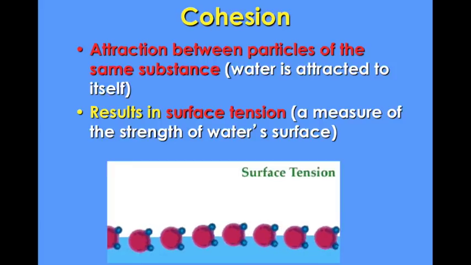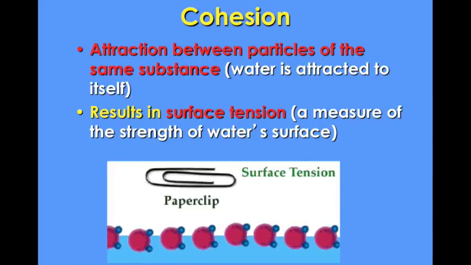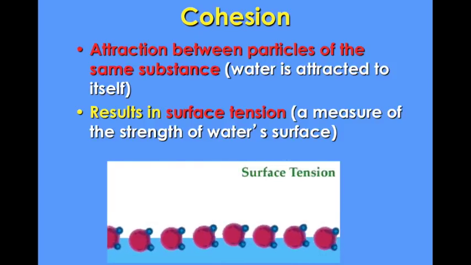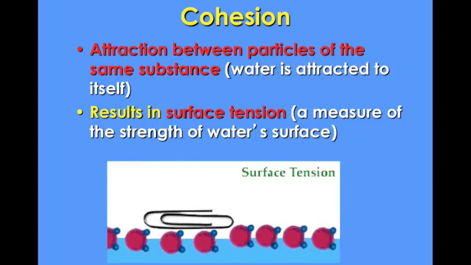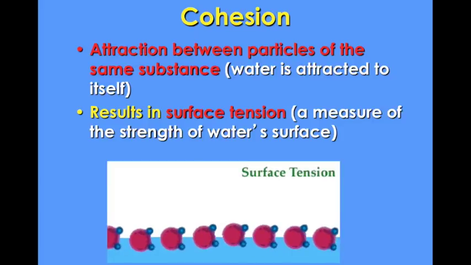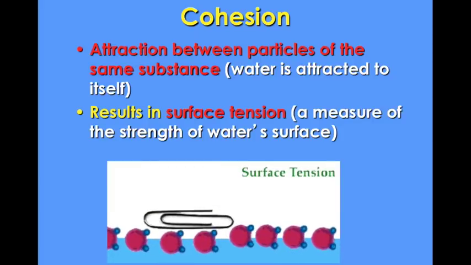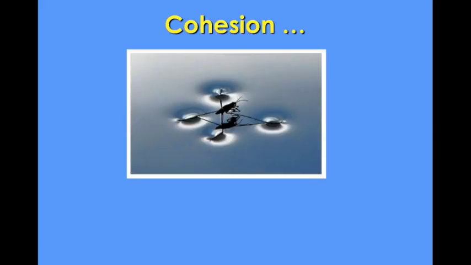So you're going to perform the lab that you're seeing in the animation, where you're going to take a paper clip, and if you place it oh so gently on the surface of the water, that paperclip should float. Because the water molecules are cohering to each other, they're attracted to itself, so it's wanting to prevent that paperclip from going through its surface.